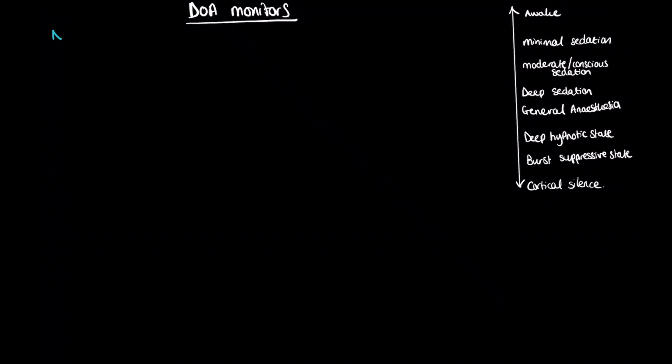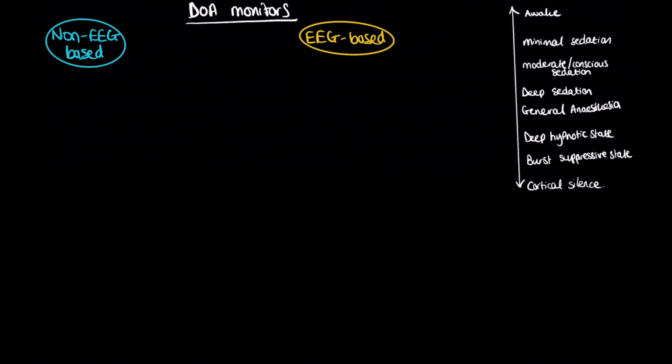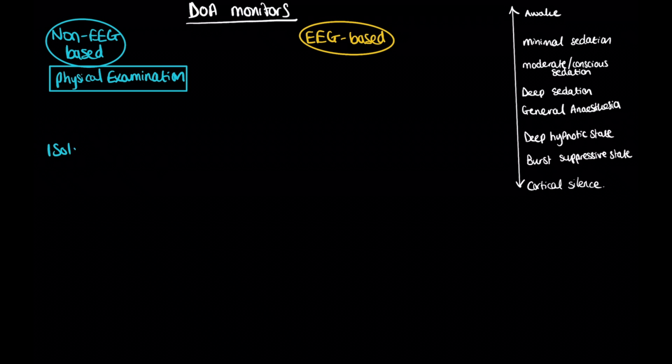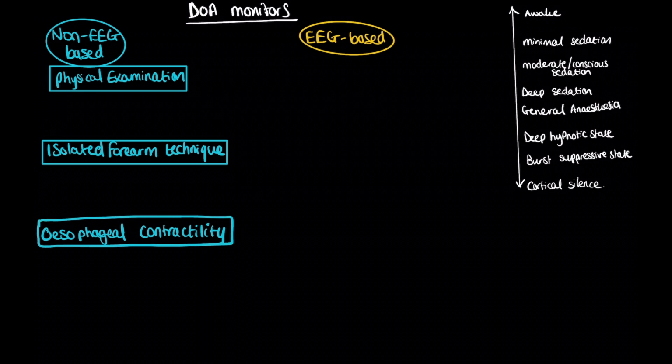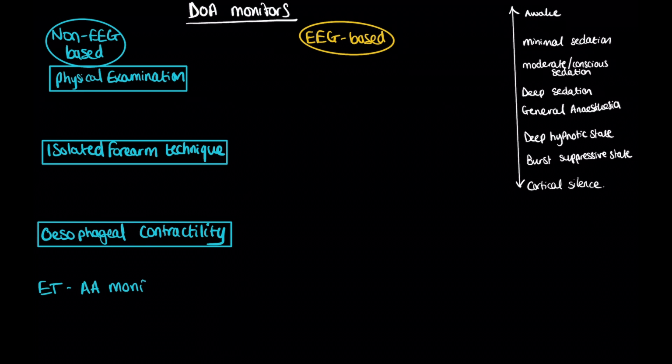In order to classify different methods to monitor depth of anaesthesia, we can use 2 broad categories, non-EEG based and EEG based methods. The groups are fairly self-explanatory. The non-EEG based methods include a range of monitors. The ones we will discuss in a bit more detail are physical examination, isolated forearm technique, lower esophageal contractility, and end-tidal anaesthetic agent monitoring. EEG based methods include processed EEG, and auditory evoked potentials.